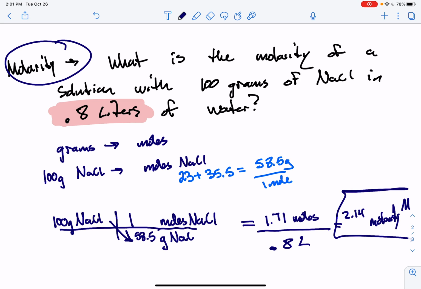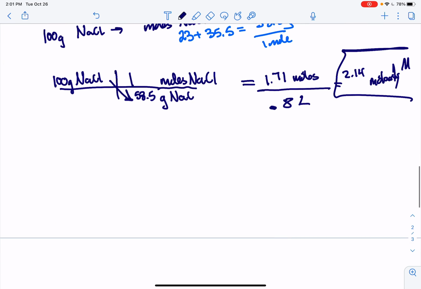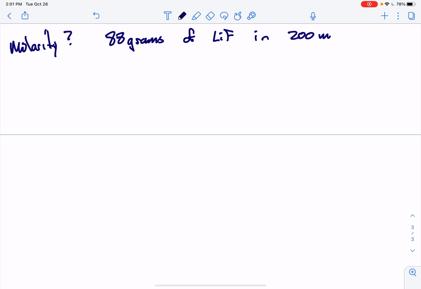So let me do one more. I don't have it written out, so this will take a little time. But what if we come down here and say, what's the molarity? Okay, and I'm going to say I have 88 grams of LiF in 200 milliliters of water or solution. So we want to solve for molarity. So step 1 is to solve for the moles. So remember that just short picket fence.